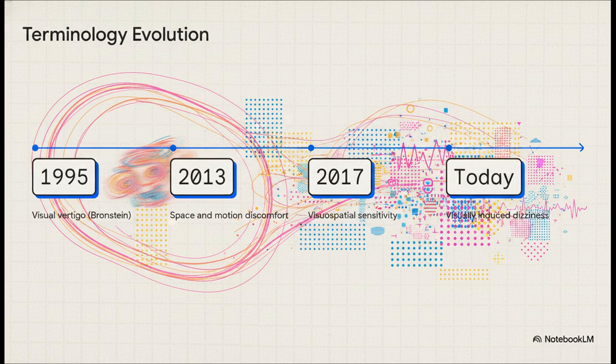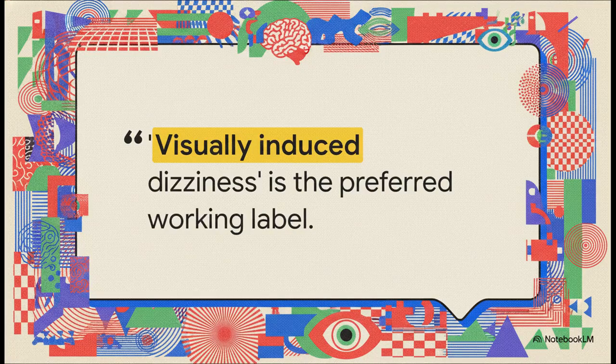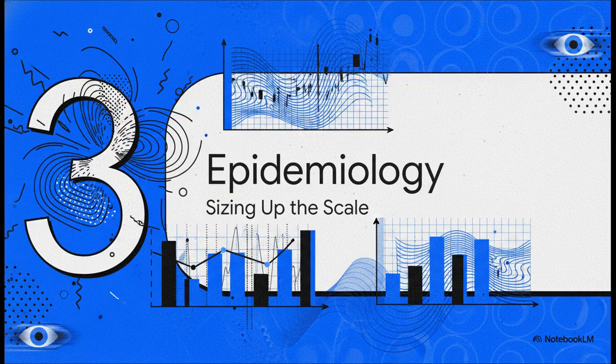Now, the current consensus can honestly be a bit tricky to navigate. The Barany Society recognizes visuospatial sensitivity as criterion C of PPPD, but they don't actually define VID as a standalone diagnosis. However, to bring some real clarity to your day-to-day practice, visually induced dizziness, VID, is the preferred modern working label. It's just the most practical term because it covers both that isolated visuospatial hypersensitivity and the visual-triggered phenotype within the broader PPPD spectrum.